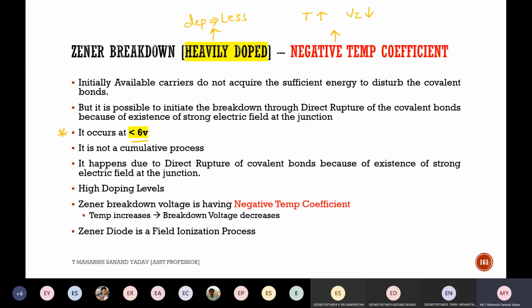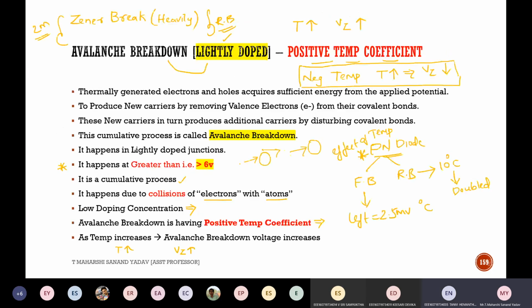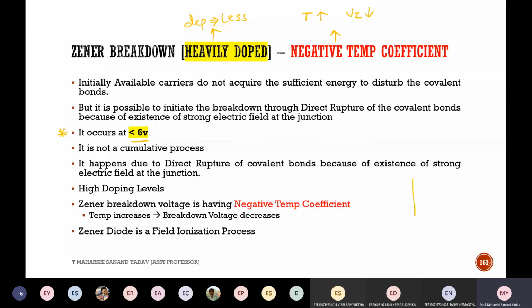Whereas if you see here, it occurs greater than 6 volt. So first we get which kind of breakdown? Is it Zener breakdown or avalanche breakdown? First, which breakdown will occur? Suppose there are two graphs, something like this, 1 and this is 2. So this first case is because of, is it Zener or avalanche? Zener. This is avalanche. Why? It is less than 6 volt. This is something which is greater than 6 volt. Okay. So this is an important point, and this is not cumulative in nature.